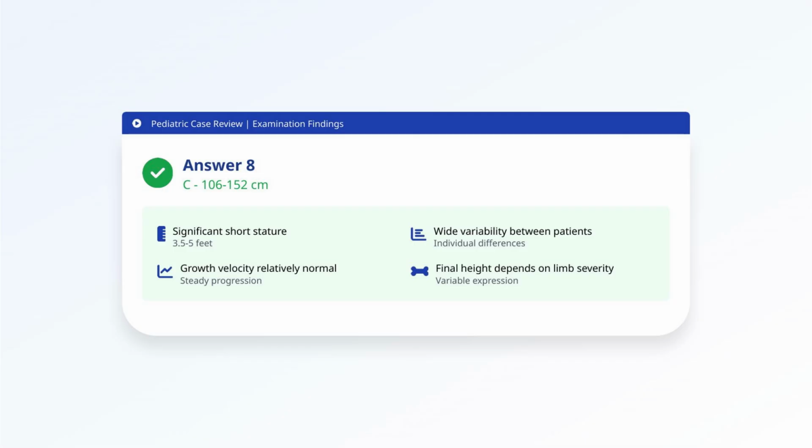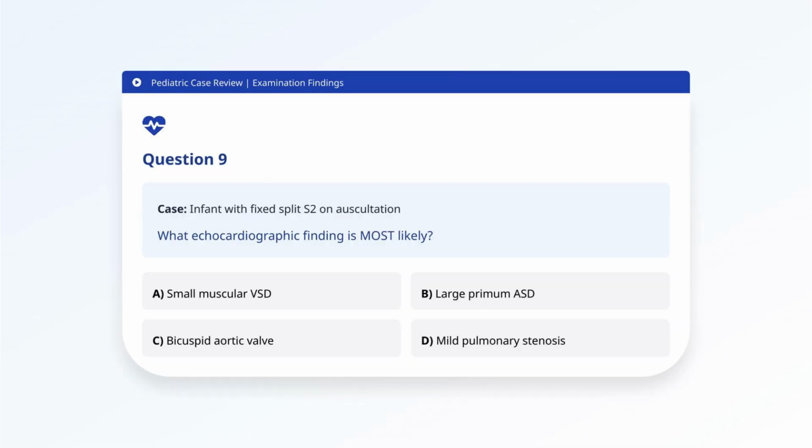This represents significant short stature with wide variability between patients. Growth velocity is relatively normal, and final adult height depends on the severity of limb involvement and skeletal abnormalities. An infant with Ellis Van Creveld Syndrome has a fixed split-second heart sound on auscultation. What echocardiographic finding is most likely?